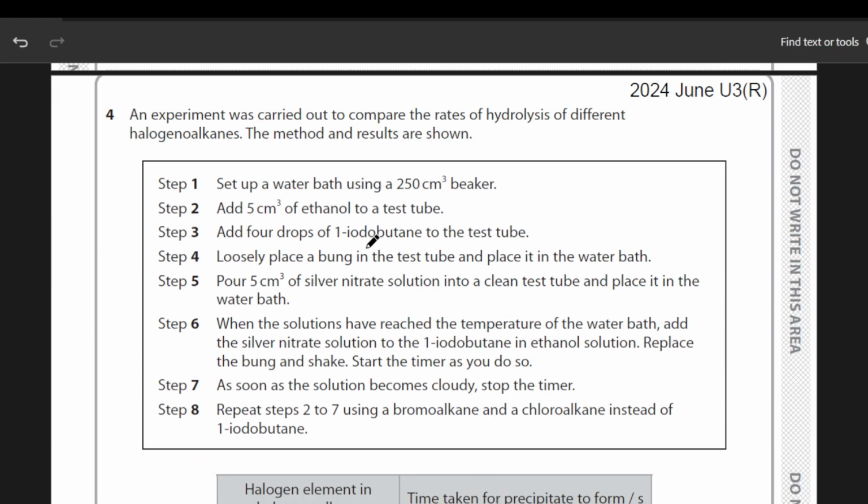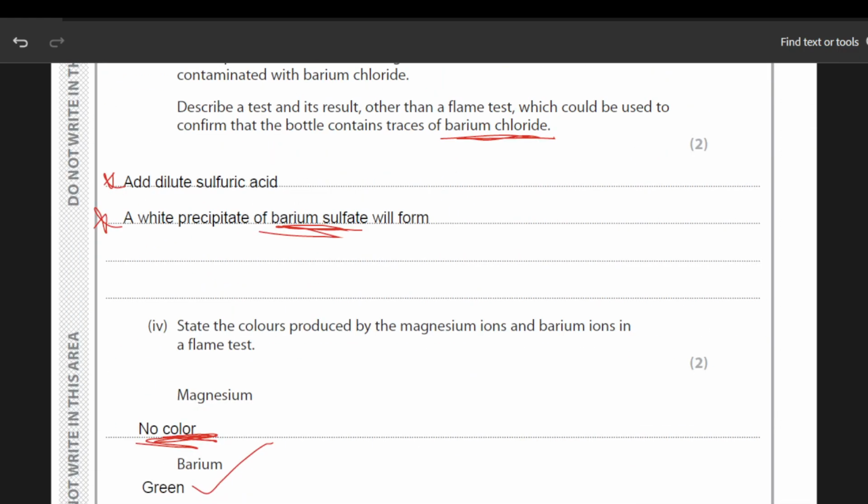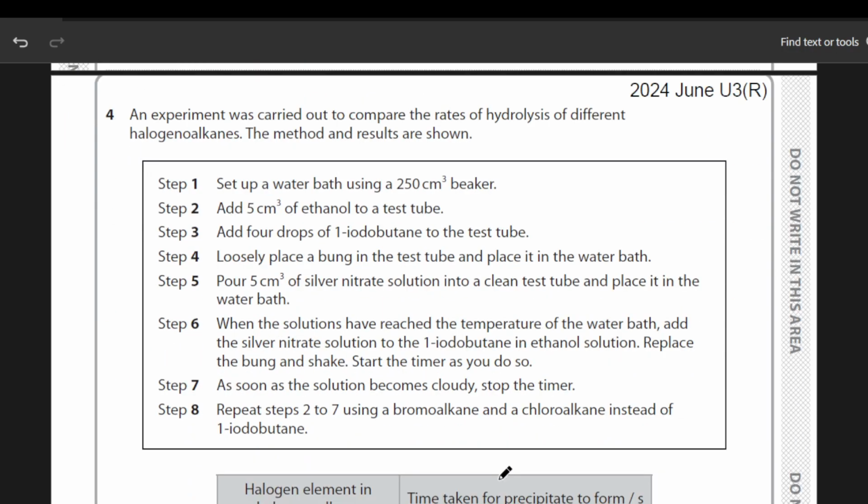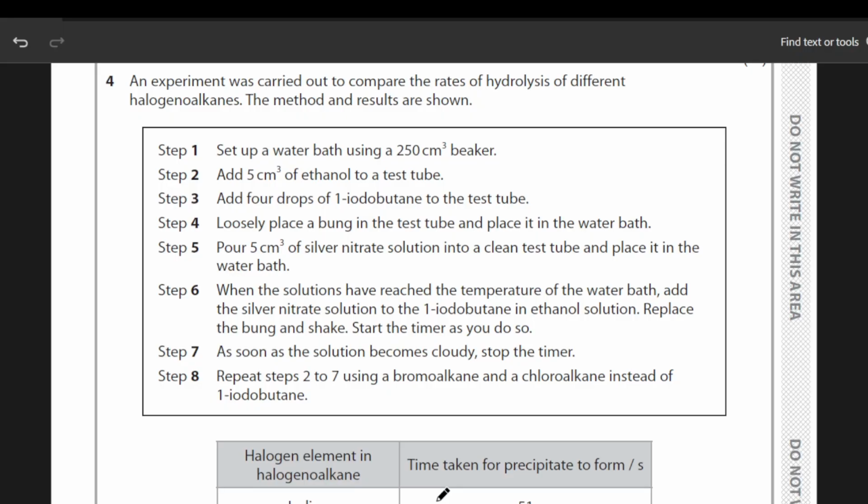Okay, moving on to the next part. Next question here, number 4: an experiment was carried out to compare the rates of hydrolysis of different halogenoalkanes, and the results were shown. The method and the results are shown here.